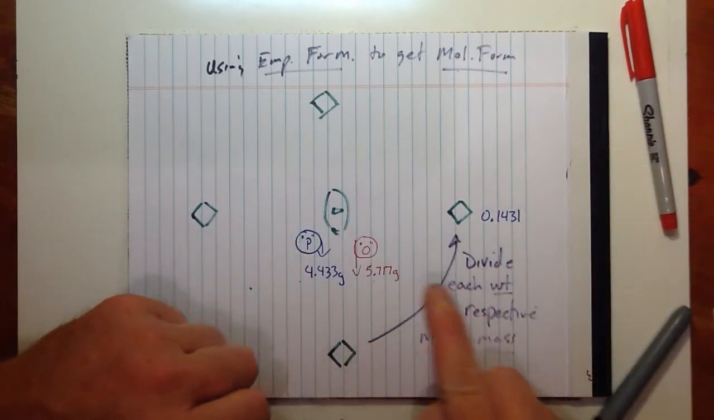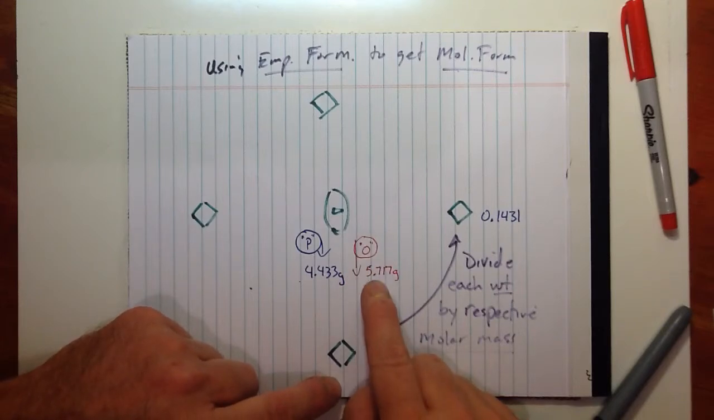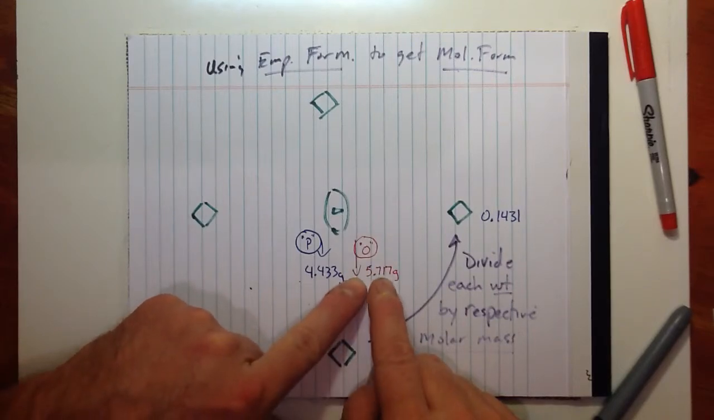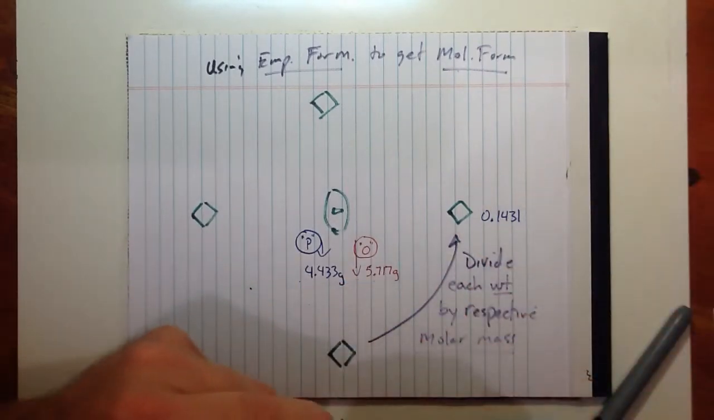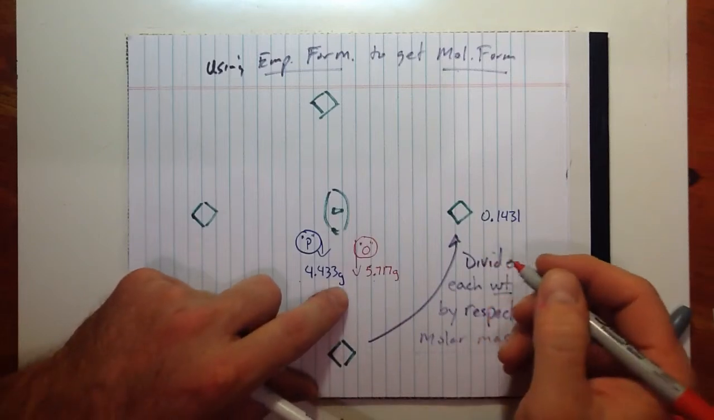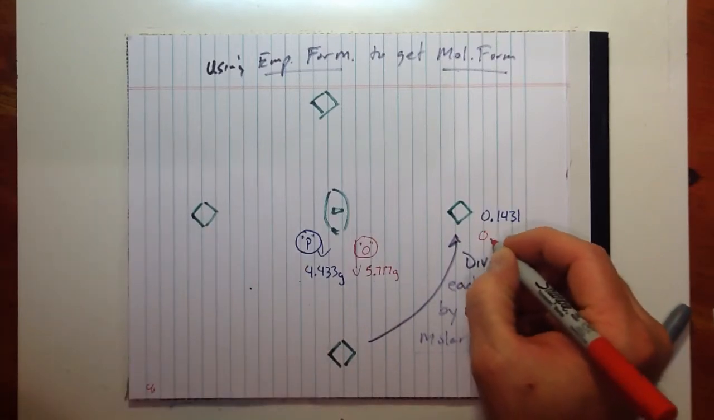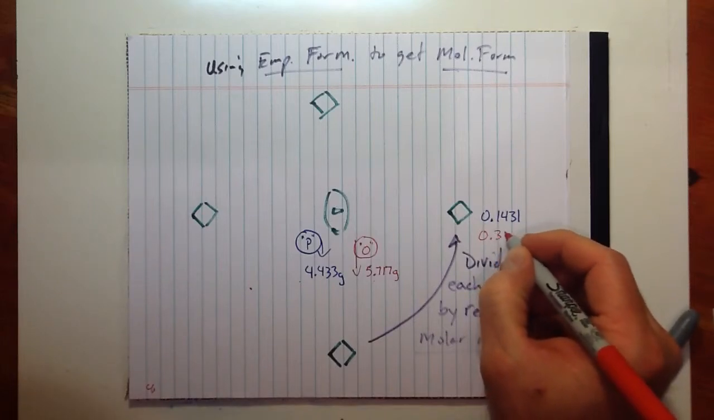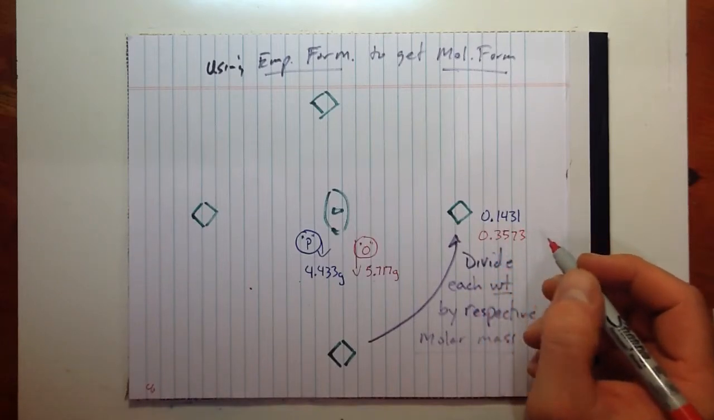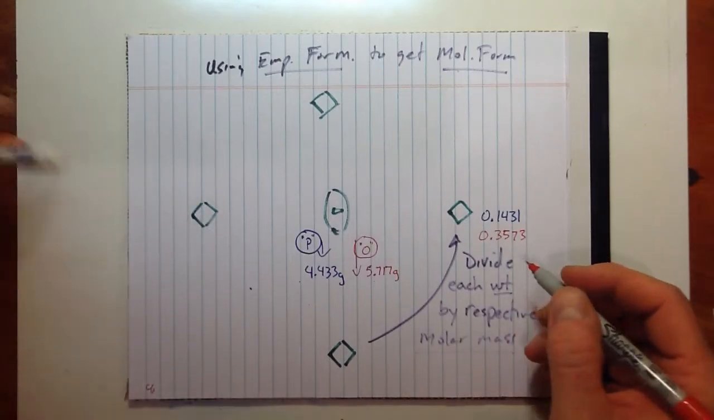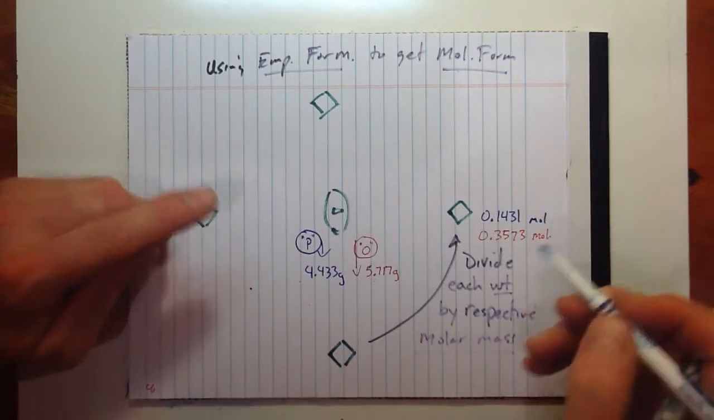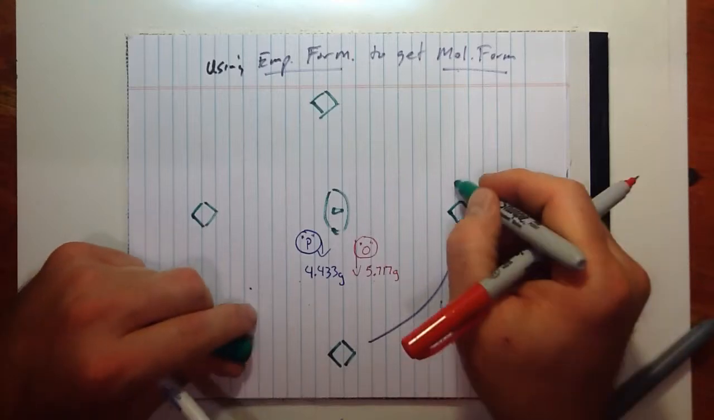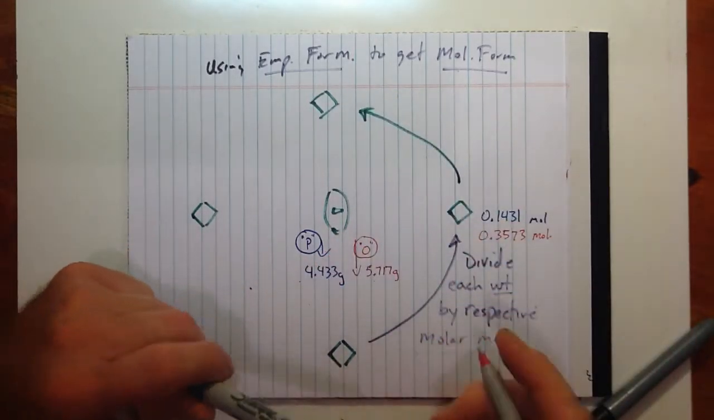What do we do with oxygen? The same thing. This is the weight we were pitched. This is the weight that was thrown at us. 5.717 divided by oxygen's molar mass. From the periodic table, we know that's 16, and that would give us a number of 0.3573. Now this is moles, so we're going to write this as moles, and you use MOL.